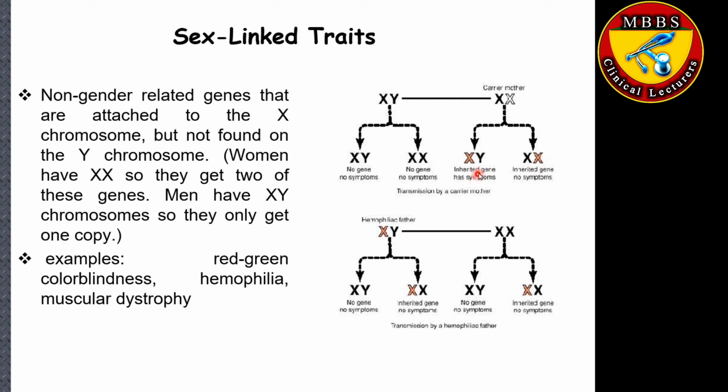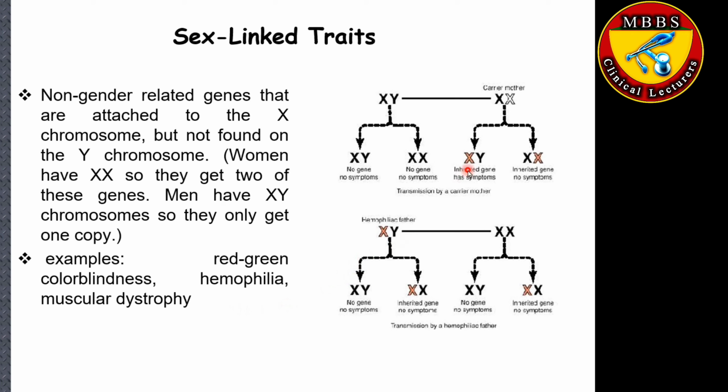But a male who inherits the normal Y but this affected X will have symptoms, because there is no other normal X to take care of this mutant X. Okay, so the females are the carriers. They do have the gene but they are asymptomatic, and the males have only one X which is affected and they are symptomatic. So the examples are red-green color blindness, hemophilias, and muscular dystrophy.